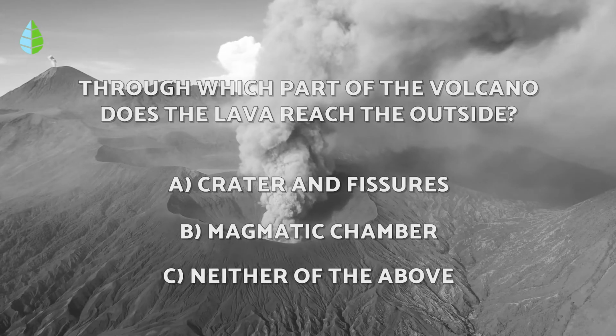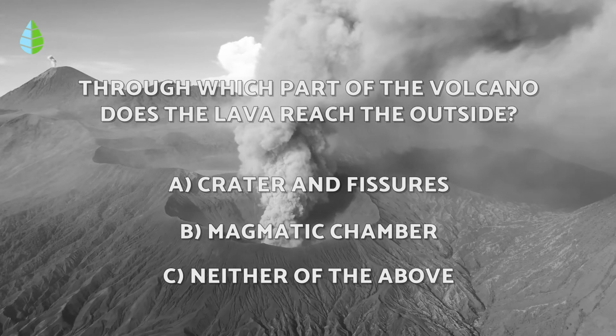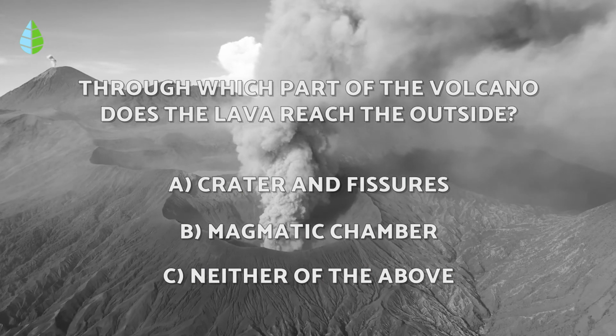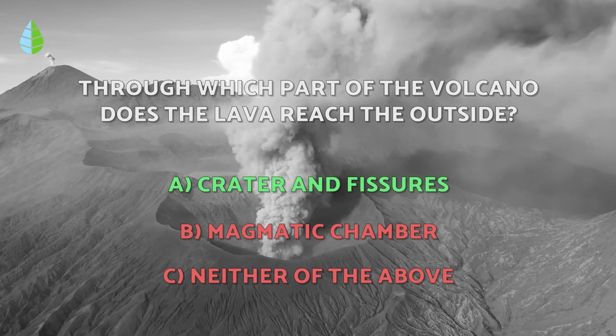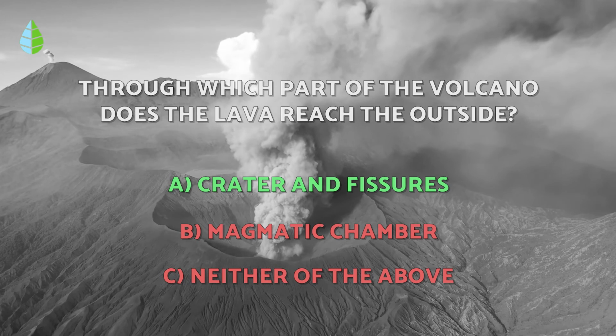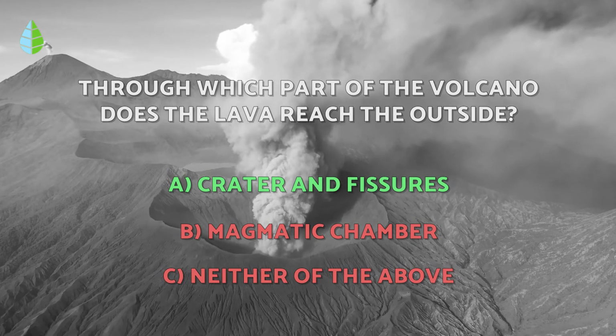Going back to the question we asked you before, do you have your answer ready? The correct answer is A. The volcano mainly expels lava and other materials through the crater, but fissures also form in other parts of the volcano where these materials come out.